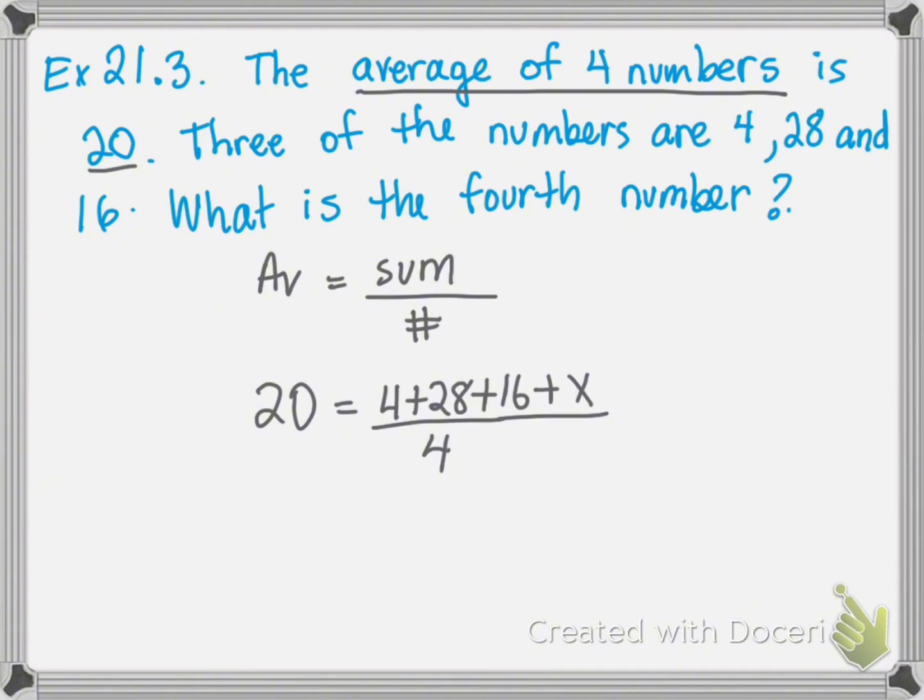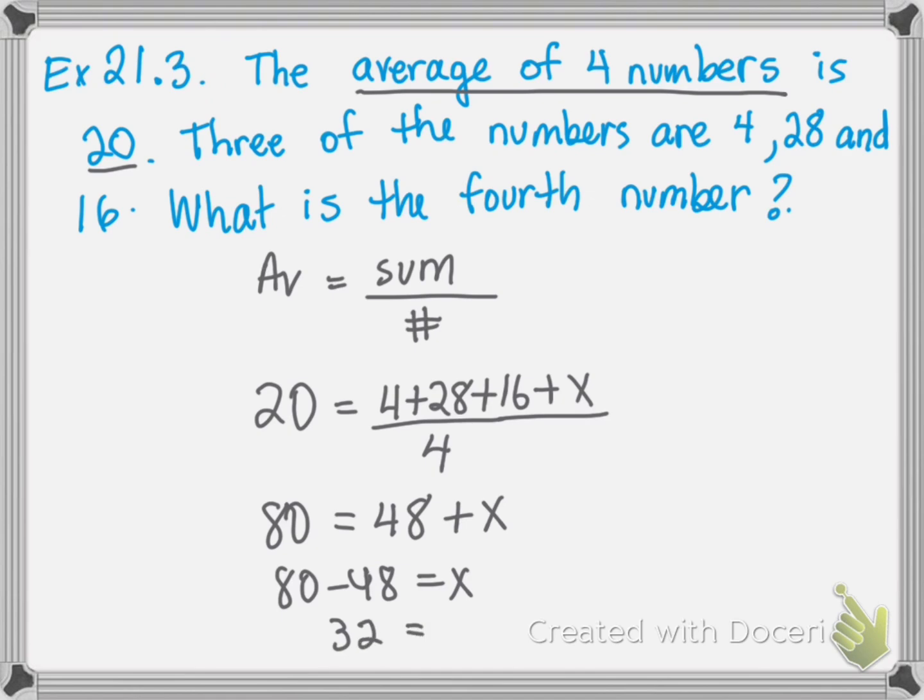So the 4, that is dividing everything, needs to go to multiply. So 4 times 20 is 80. And then we add those 3 numbers. So that's going to be 48. Now the 48 is adding to the X, so it has to go to subtract. So 80 minus 48 is going to be X. And that is 32. So the 4th number has to be 32, so that if we add all of those and divide by 4, we get 20 to be the average.